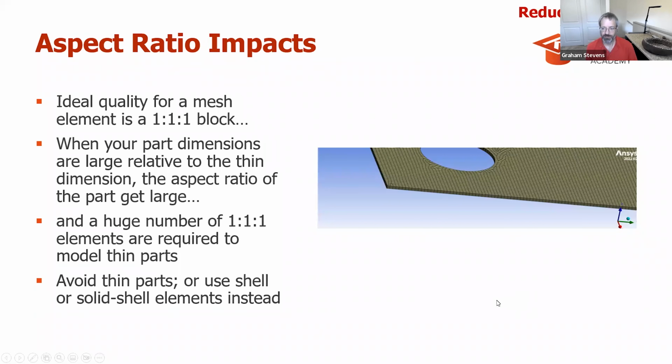Similarly, when we look at aspect ratio, because the ideal mesh element is a block, when we have really thin parts, you can sort of see that to keep to a 1-to-1-to-1 ratio in terms of aspect ratio for a good mesh element, that requires a lot of extra elements when we go thin. So when you have part dimensions that are large relative to a thin dimension, then the aspect ratio of the part gets large and your mesh quality goes way down if it keeps to that ratio. And so then you need a huge number of elements. So try and avoid thin parts if you can. And then if you can't, consider using shell or solid shell elements within Mechanical instead. And then on the electronic side, of course, look at HFSS 3D Layout for your two-dimensional parts.